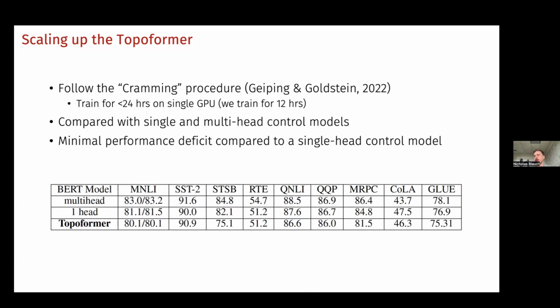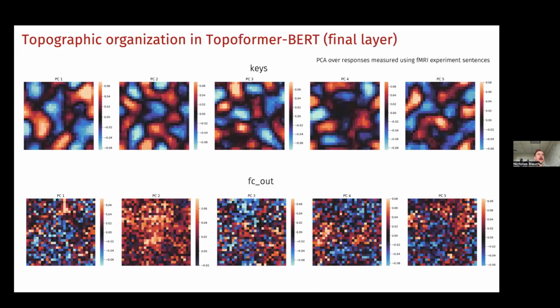But importantly, we're not trying to argue that this is something which is going to boost performance. Not yet anyway. This is really about interpretability and biological plausibility rather than a performance thing. Okay. So we analyzed topographic organization in the final layer here, and I'm going to show you the keys and the FC out.